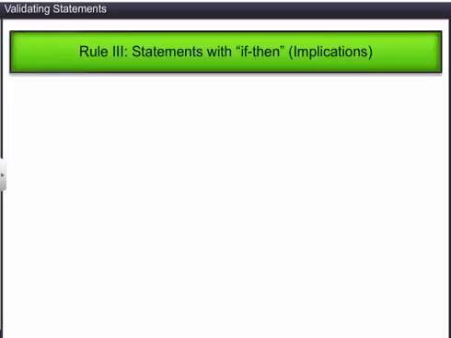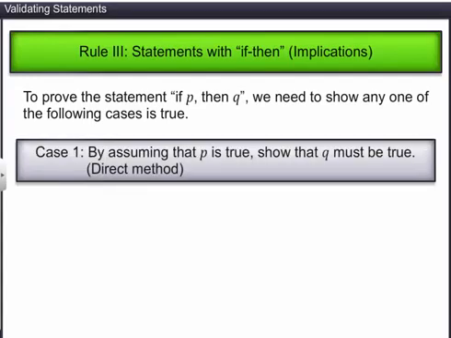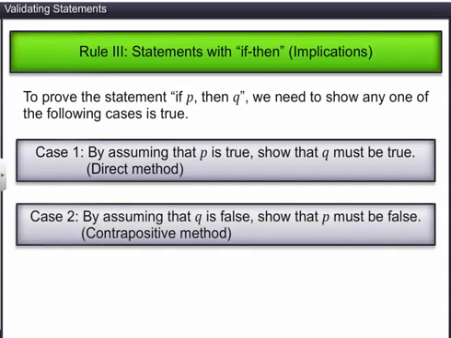To prove the statement "if P then Q", we need to show any one of the cases shown is true. By assuming that P is true, show that Q must be true. This is called the direct method. By assuming that Q is false, show that P must be false. This is called the contrapositive method. Let's prove the statement: if x is odd, then x squared is odd.